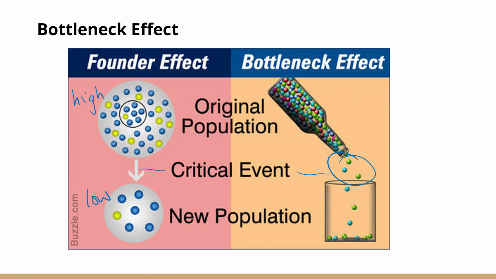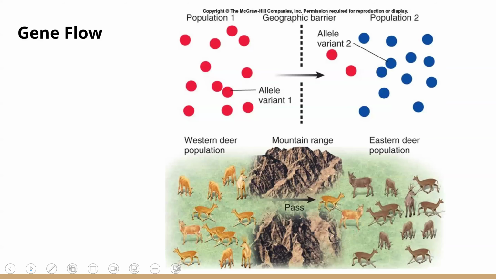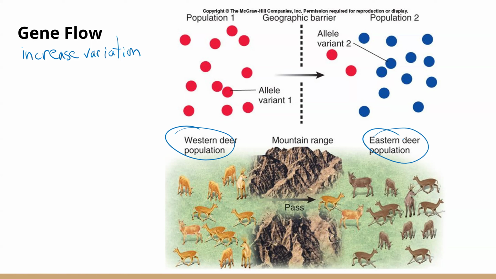All right, so that's all genetic drift. Gene flow is when you introduce new alleles into a population. So this is going to increase our variation. Here I have the Western deer, they have that light brown coat, maybe they have other alleles that are different, and they move into the Eastern deer. And so we have an increase in alleles.